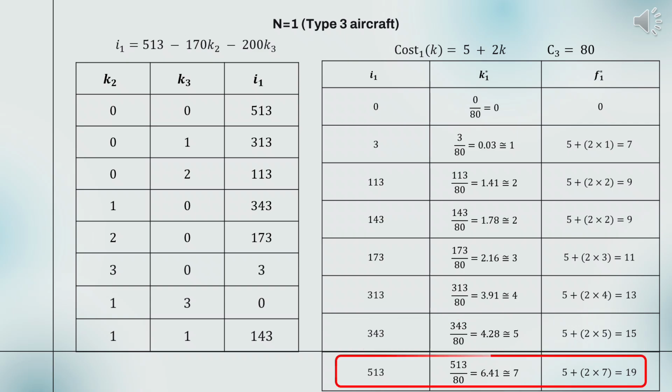Row 8, I1 equals 513. Finally, if no other aircraft have been allocated in the preceding stages and all 513 passengers reach this stage, the division will yield 6.41. Therefore, we require 7 aircraft of this fleet type, which will result in the maximum cost for this stage, namely 19 units. This table serves as our computational foundation, providing the optimal values of the Stage 1 cost function to be used in the Bellman equations for the subsequent stages.